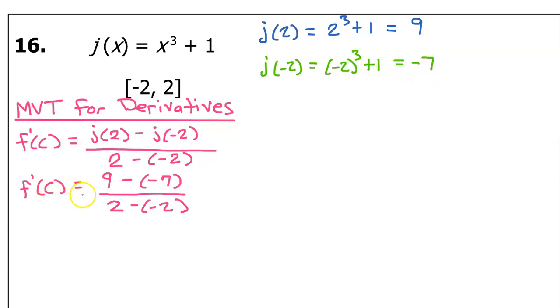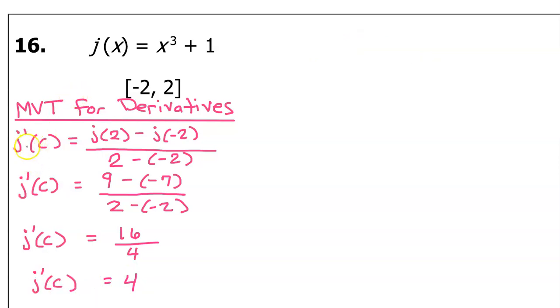So f prime at c will equal 9 minus negative 7 divided by 2 minus negative 2, which means f prime at c will equal 9 plus 7, which is 16, divided by 2 plus 2, which is 4. So f prime at c will equal 4 for some value c. Oops, I just realized I've been saying f prime this whole time when I should have been saying j prime.